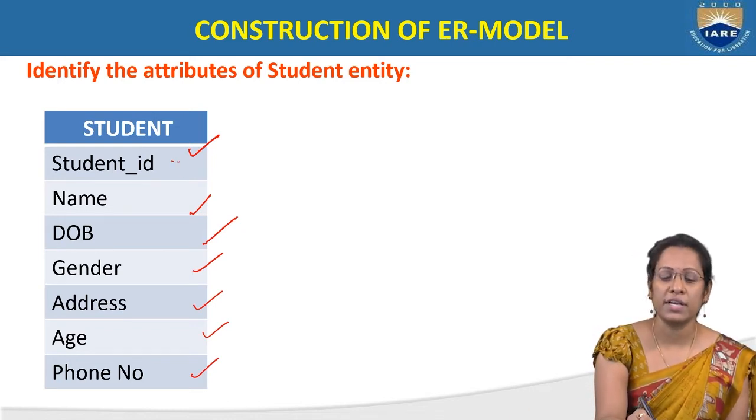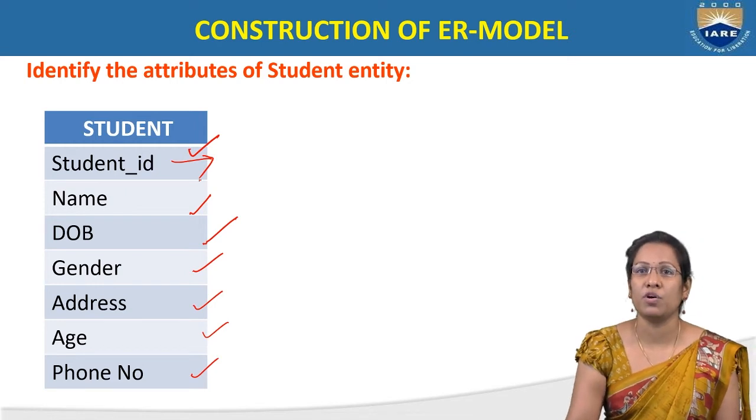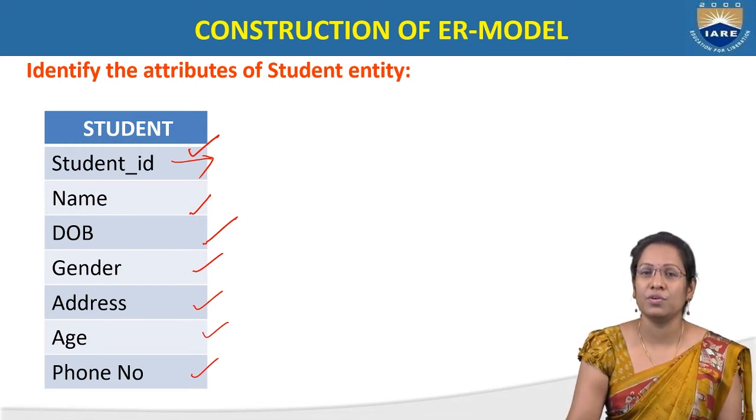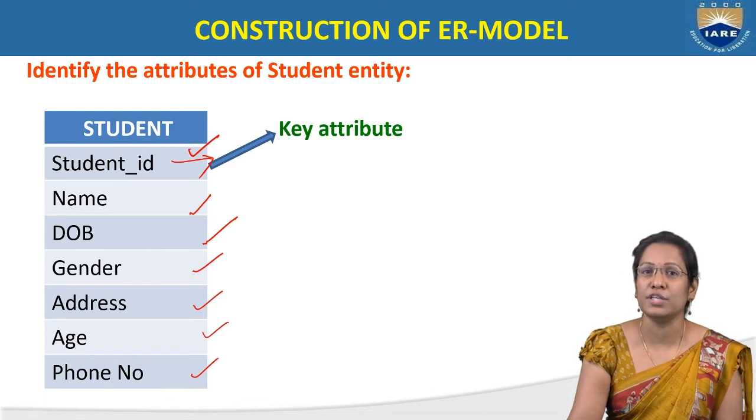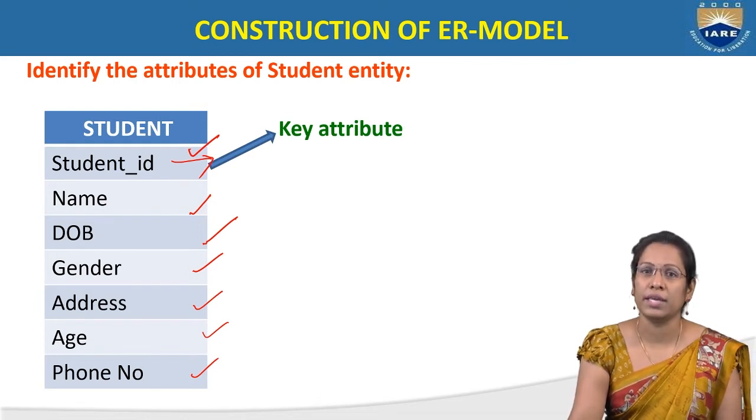Coming to the first one, it belongs to key attribute because the student ID will uniquely identify the record in the table. So that's why it is called a key attribute. It is denoted by an ellipse, and the text inside the ellipse should be underlined. In that way we need to denote the key attribute.